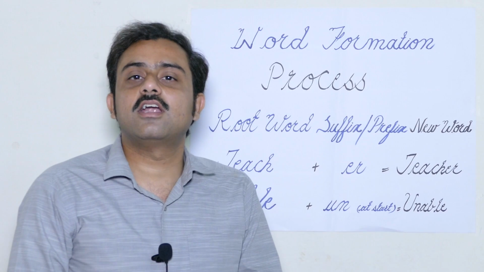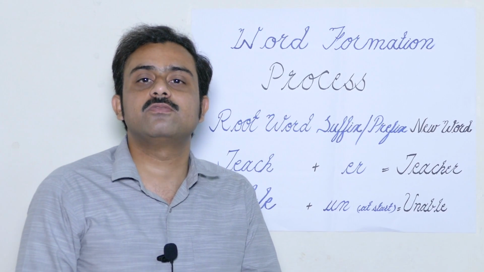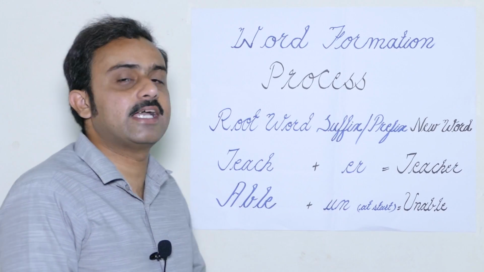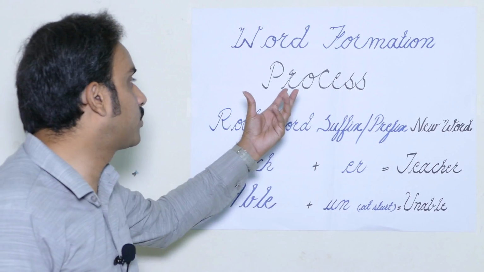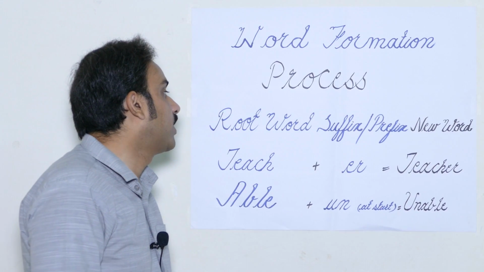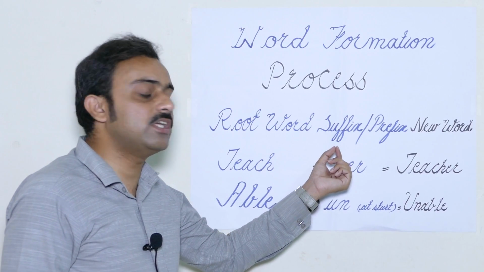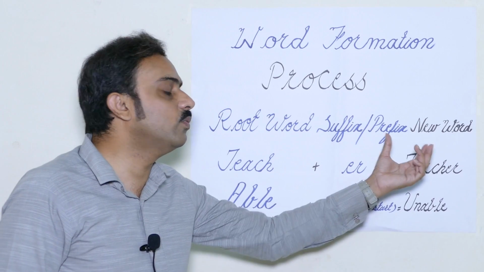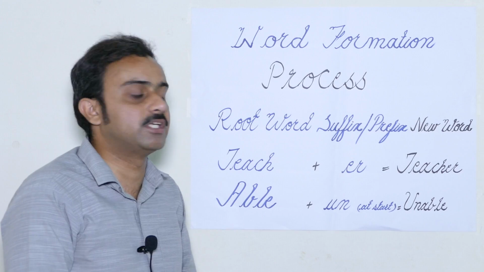So guys, as I told you earlier, affixation is the process of word formation. So how does this process work? I was telling you about morphemes as well. The process of word formation is actually affixation. Now we have the root word, and then we add a suffix or prefix to the root word, and then a new word is formed. It means the word formation is completed.